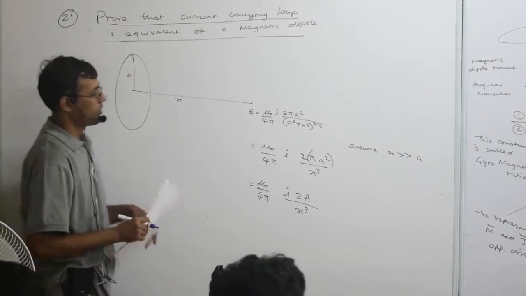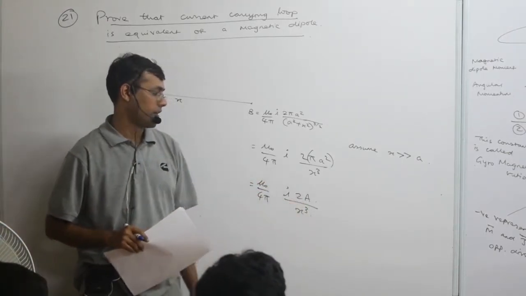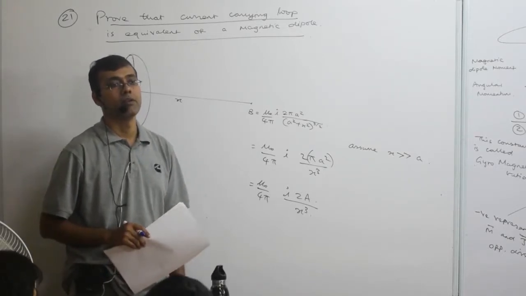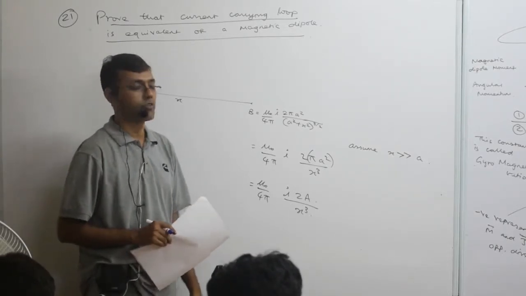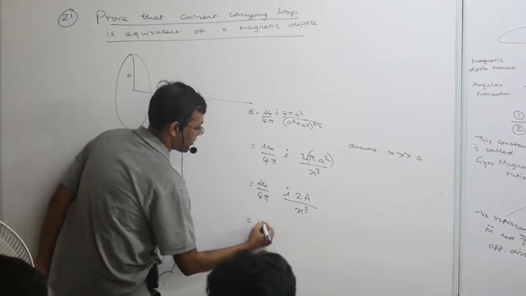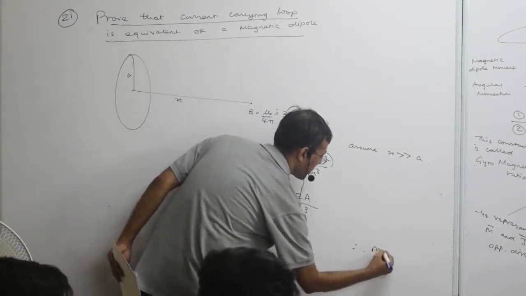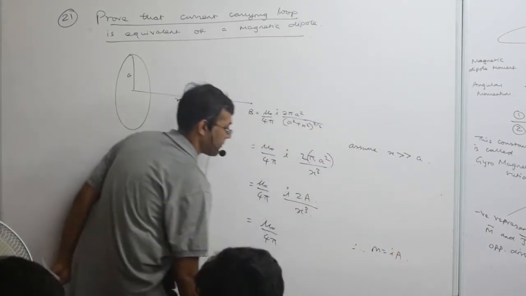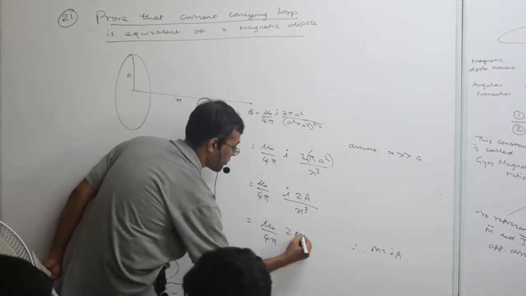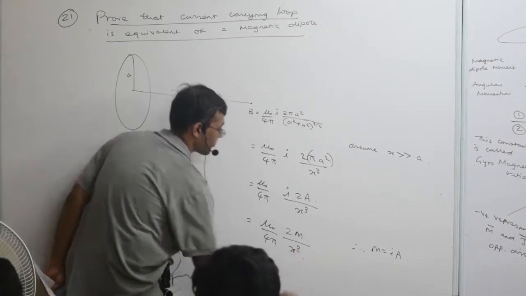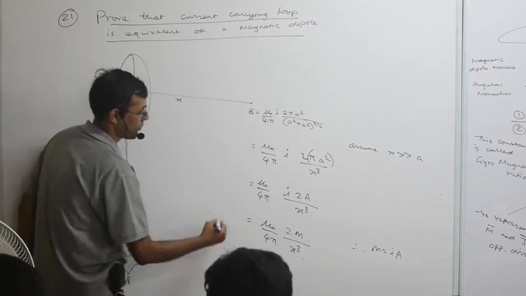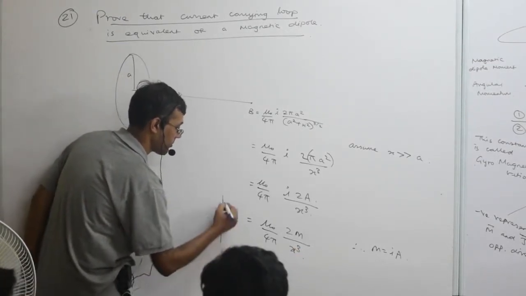What can you say about I into A? What is I into A? M, yeah, right? M is equal to IA. So that means I can say mu naught by 4 pi, since I into A can be written as 2m by x cube. So this is my magnetic field B.